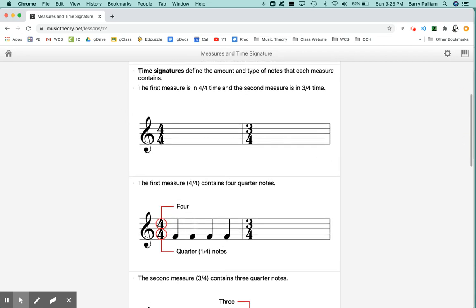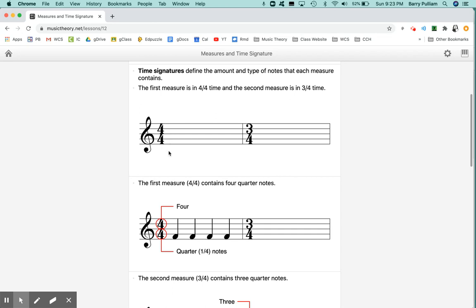4/4 feels like 1, 2, 3, 4, 2, 2, 3, 4, 3, 2, 3, 4, 4, 2, 3, 4, 5, 2, 3, 4, 6, 2, 3, 4. Here I change the number on each one so you can keep up with the number of measures that you're in. You could just as easily count 1, 2, 3, 4, repeating. Okay, that's 4/4.